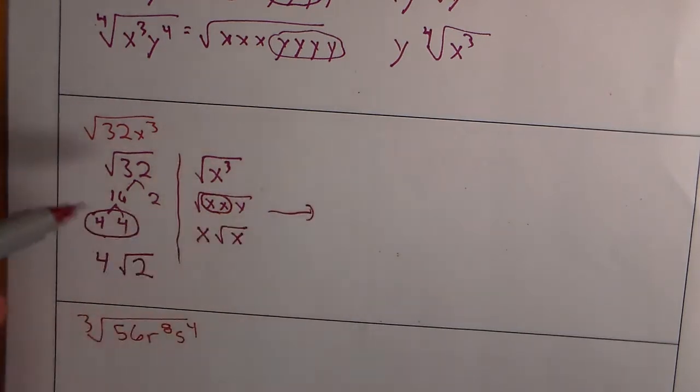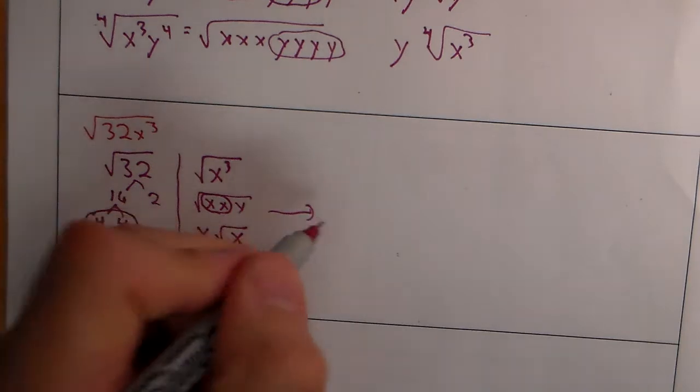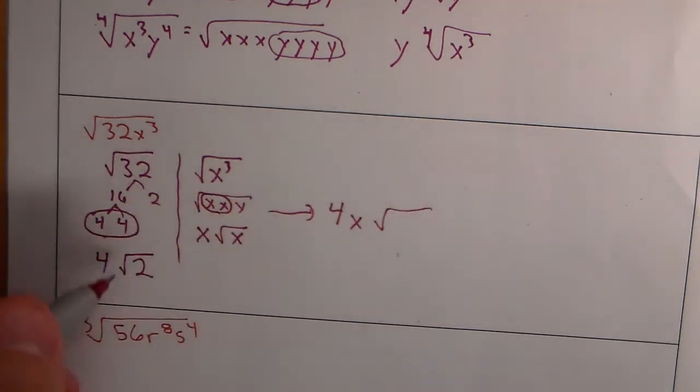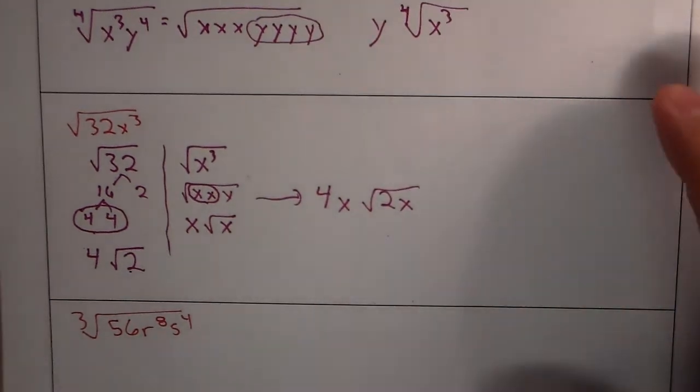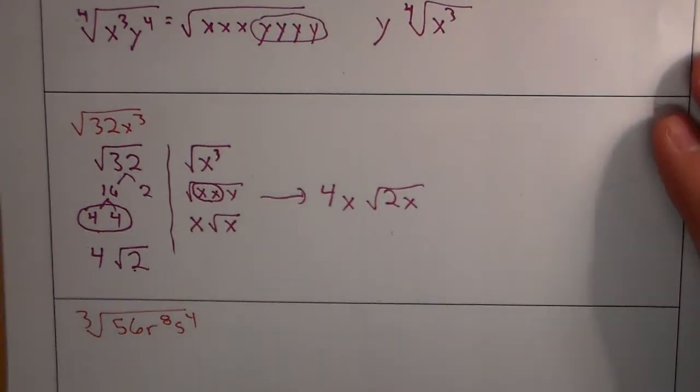So now when I put them back together, just like how we multiplied with radicals before, the 2 numbers on the outside become a product, 4x, and the numbers on the inside become a product, 2x. So that would become 4x square root 2x.